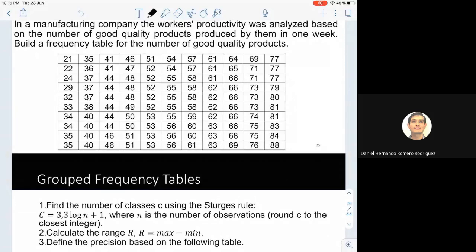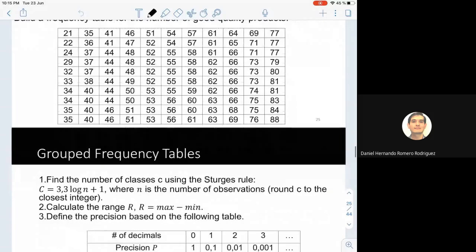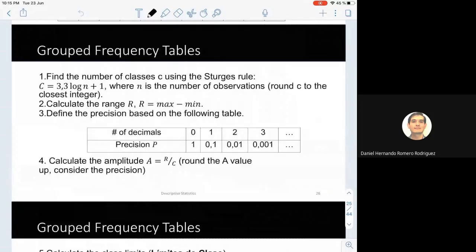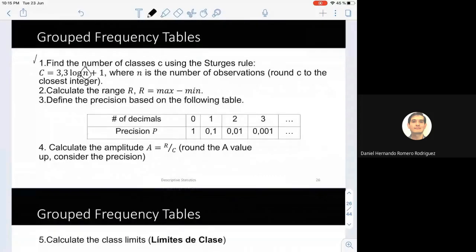So before we can solve this example, let's check what are the steps that are required to build our grouped frequency table. The first step is to find the number of classes. That's pretty much to compute the number of rows that are required in the table. For that purpose, we will use Sturges' rule, which is 3.3 log n plus 1, where n is the number of observations. And we will round the number of classes to the closest integer value.